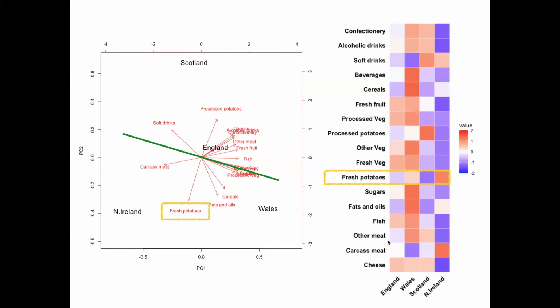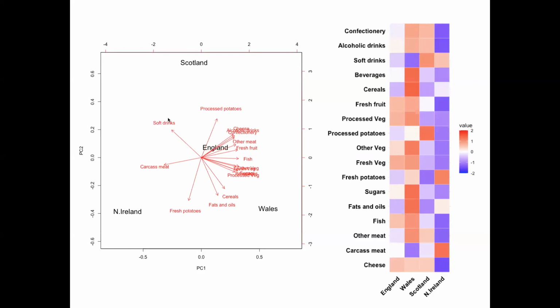Similarly, I would conclude that Wales is more likely to consume fats and oils, cereals, processed vegetables. There's processed vegetables, cereals, fats and oils. Sugars is in there, it's a little hard to read. Fish also will be dominant in Wales versus the other countries.